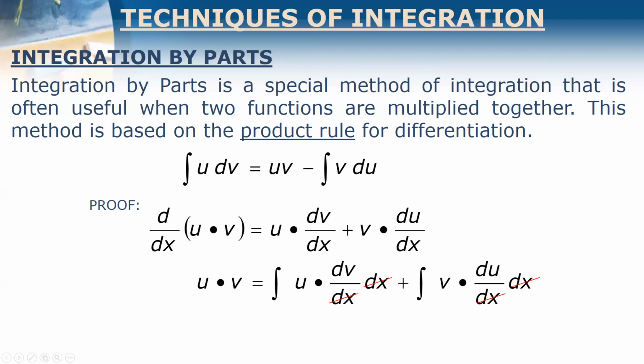And to solve for the integral of u dv, we are going to transpose this term to the left side, and the result will be this one. Integral of u dv is equal to uv minus integral of v du. So generally, integration by parts is a trial and error process. You select one function as your u, the other would be your dv, and then observe if it will result to a simpler integral.